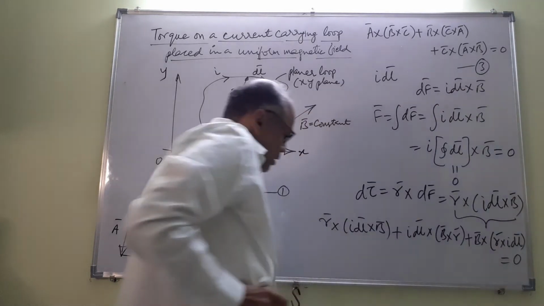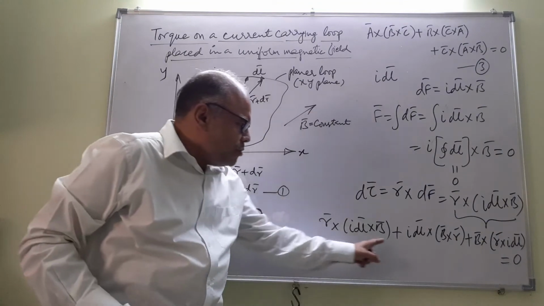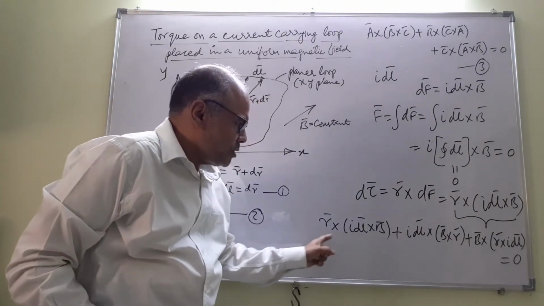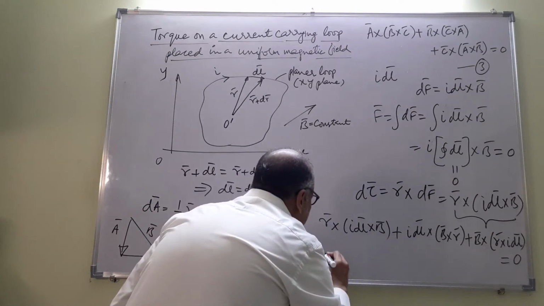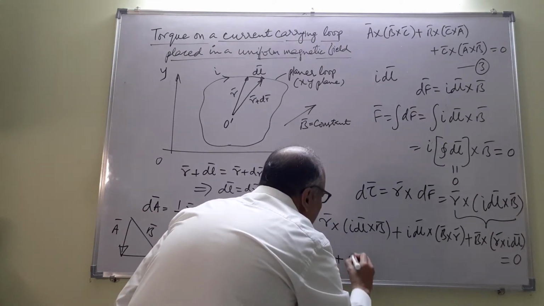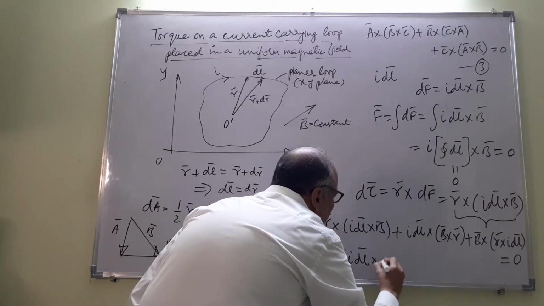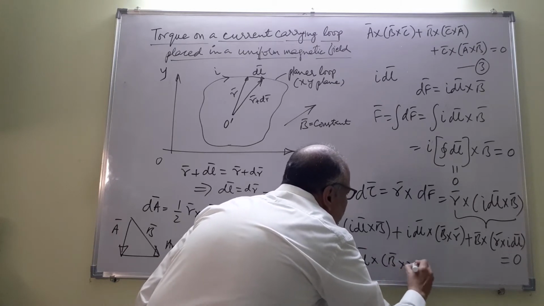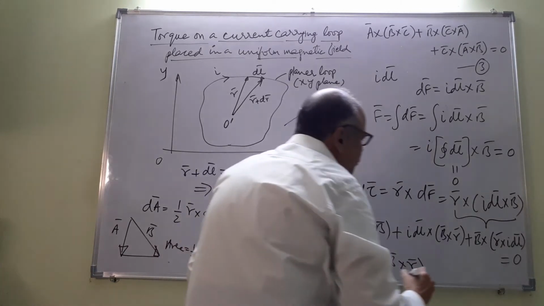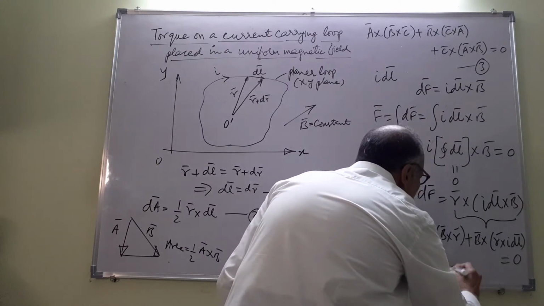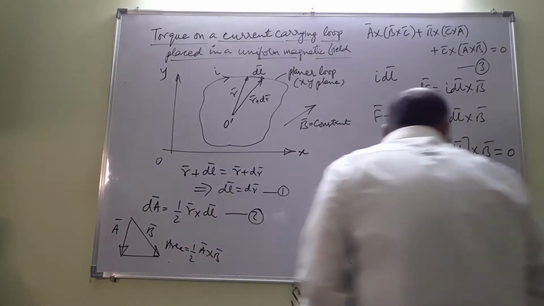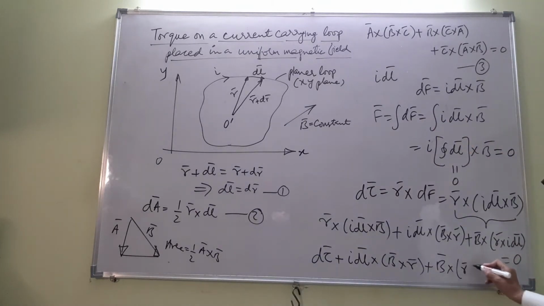Yes. So now this term is the torque term. This term is the torque term. So I will write it as dτ plus I dL cross B cross R plus B cross R cross I dL equal to 0.